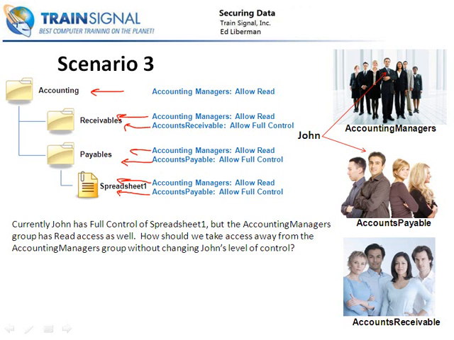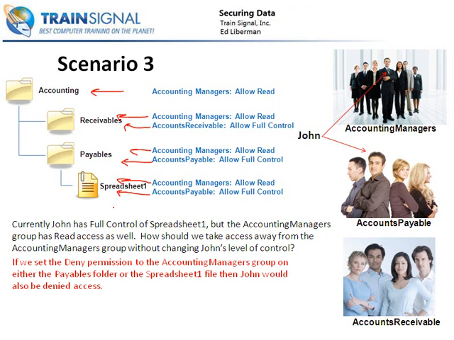And what does this mean for John? Well, currently John has full control of spreadsheet 1. Why? Because John is a member of accounting managers, which gave him read, and accounts payable, which gives him full control, which means the end result is full control over spreadsheet 1. But the accounting managers group will have read access as well, right? And we said that we want the accounting managers to be denied access to this spreadsheet file. So how are we going to take access away from the accounting managers group without changing John's level of control?